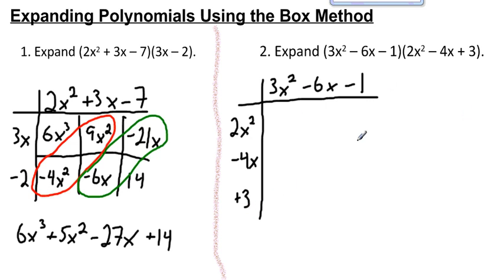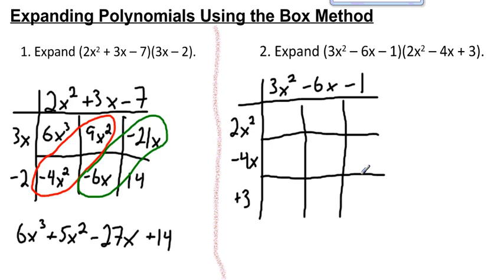Across the top, we have 3 terms again, so we'll create 3 boxes here. And on the side, we also have 3 terms, so we're going to have 3 boxes going up and down as well. And then we'll fill in the boxes using the same strategy as we did before.